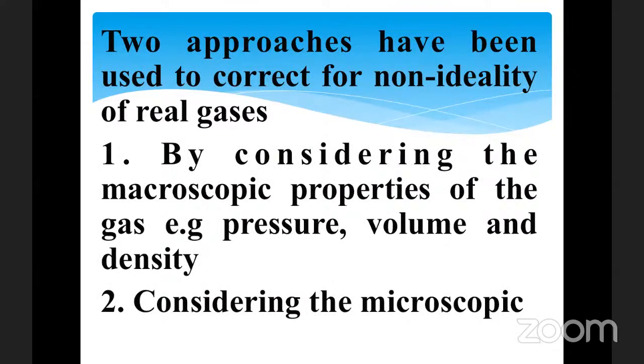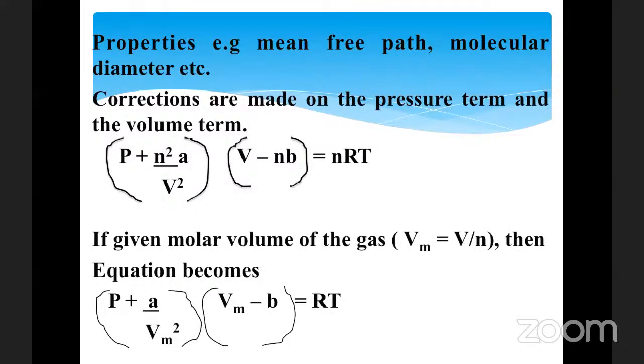Two approaches have been used to correct for non-ideality of real gases. The first approach is that by considering the macroscopic properties of the gas, e.g. pressure, volume, and density, we can correct that aspect of the gas, and then considering the microscopic properties of the gas, e.g. the mean free path, molecular diameter, and all that. Now, corrections are made on the pressure term and the volume term. So take note, corrections are made on the pressure term and the volume term.